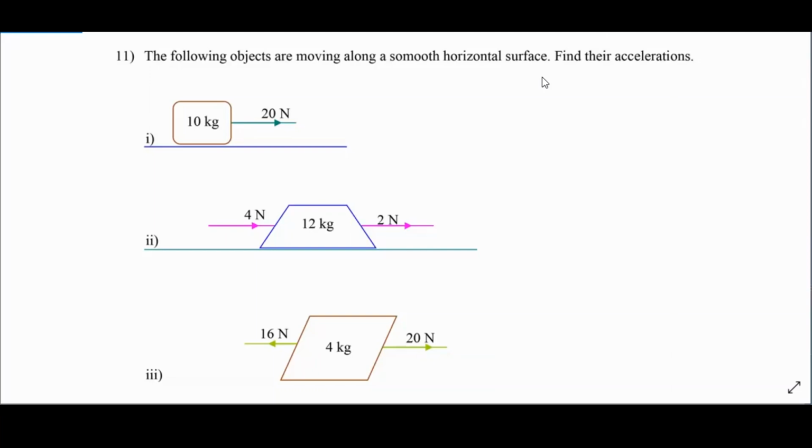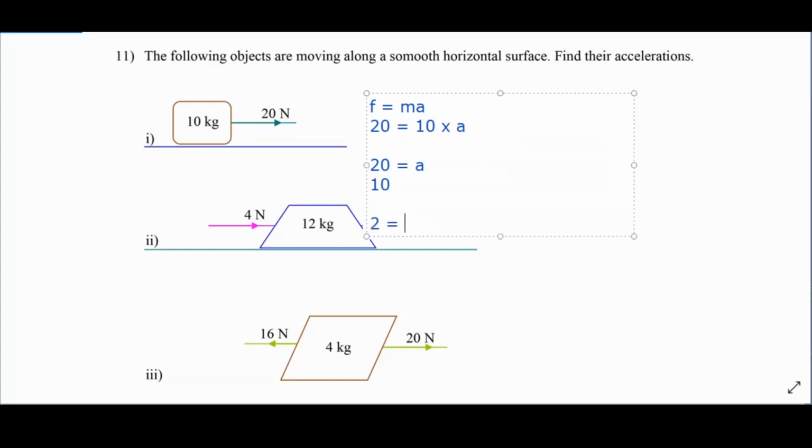The mass of the first object is 10 kilogram. The force acting on it is 20 Newton. So we just apply F equals MA. The force is 20, mass is 10, acceleration is simple A. By cross multiplication, I can take 10 to the side of 20. So the equation will be A equals 20 divided by 10. 20 divided by 10 is 2.